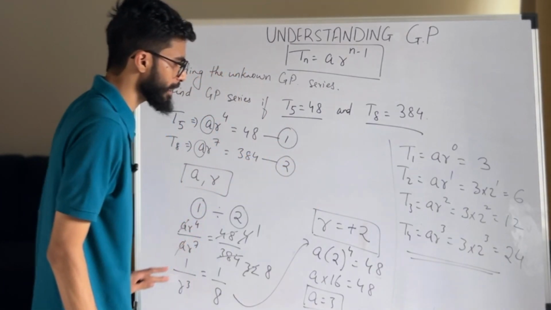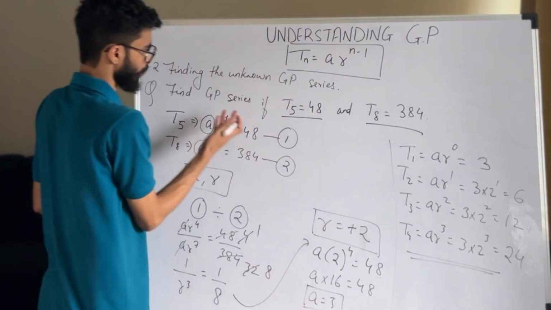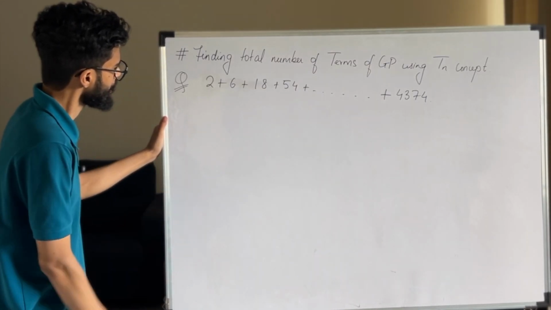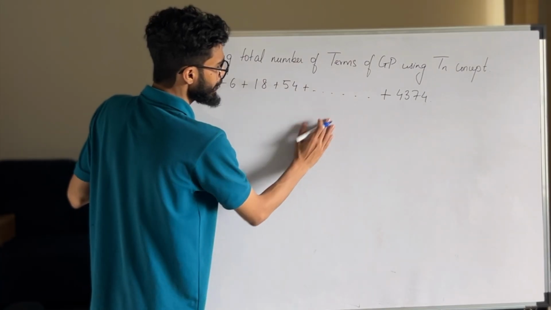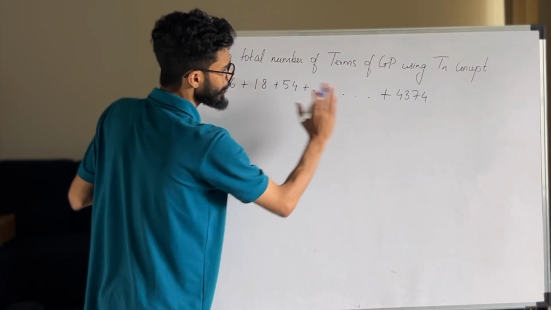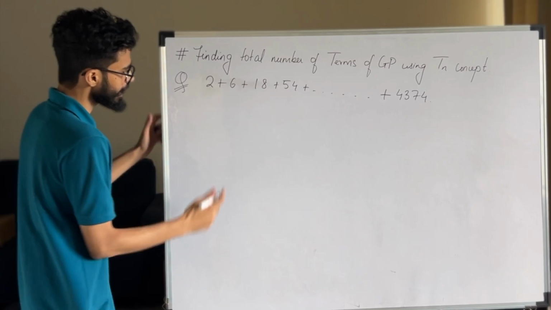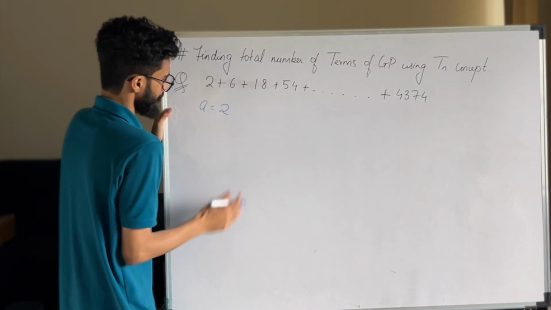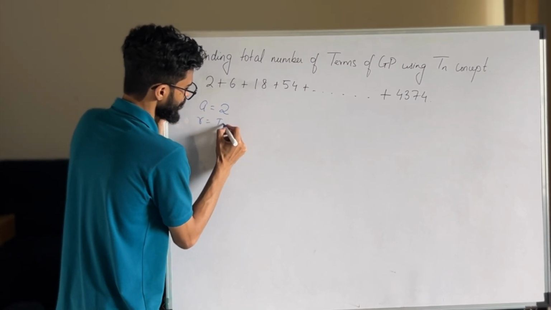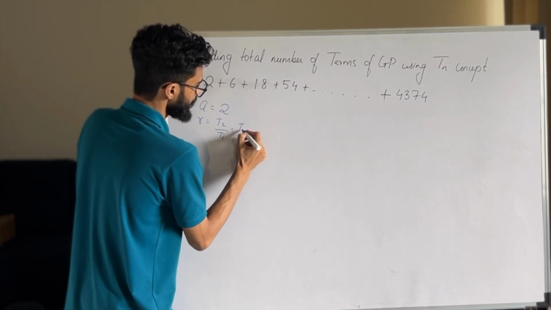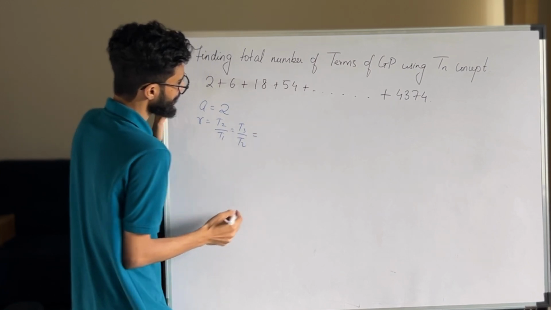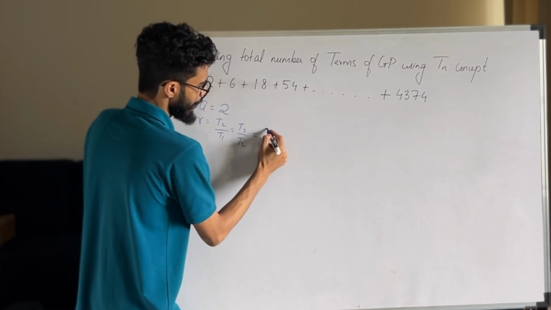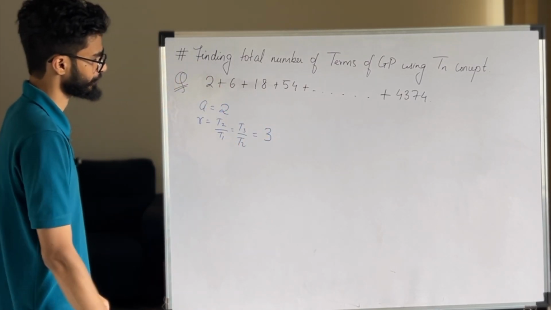These many terms of GP series is good enough answer for this question. Now suppose they give me this. This is my series and I need to find the total number of terms. I can clearly see that my first term is 2. If I find common ratio, which is T2 by T1 or T3 by T2, I'll get 6 by 2, which is 3, or 18 by 6 is again 3. I am getting common ratio as 3.